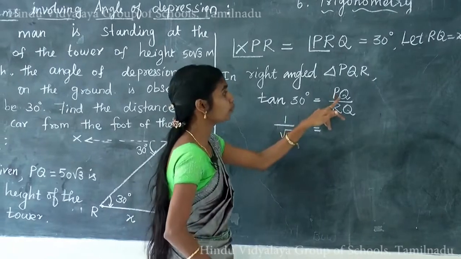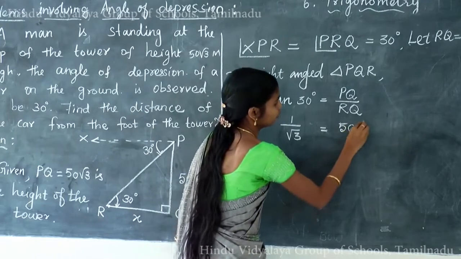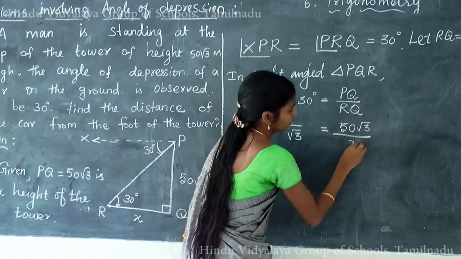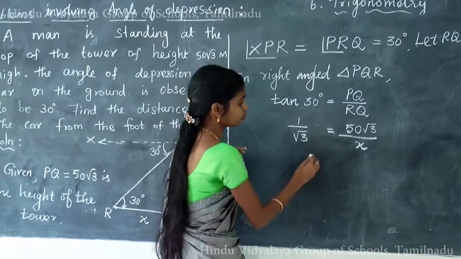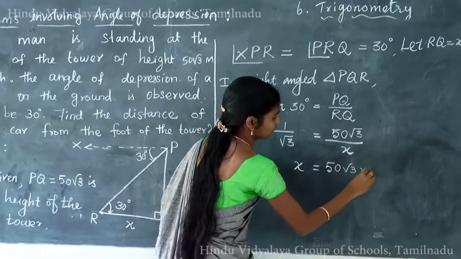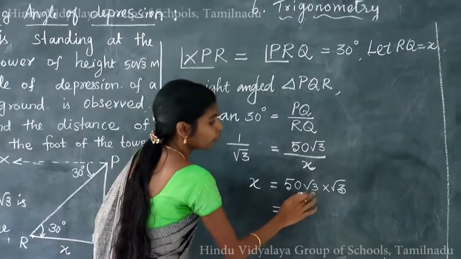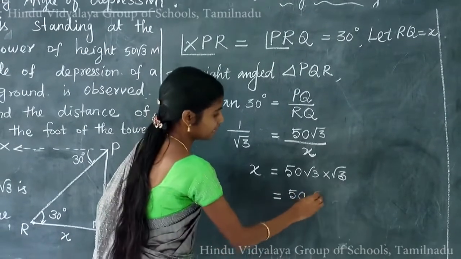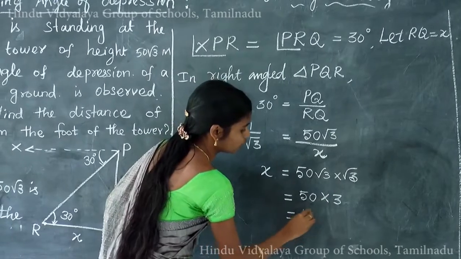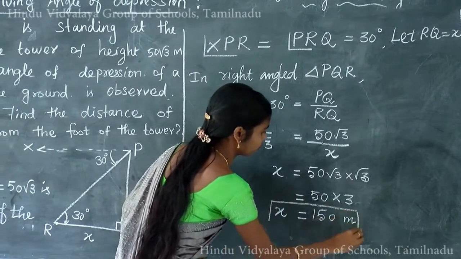PQ we have taken as 50 root 3 meter. So 50 root 3 and RQ is X. Then substitute. Then cross multiply. So we get X equal to 50 root 3 into root 3. It will give 50 into, what is root 3 into root 3? Yes, that is 3. So 50 into 3 means the answer is 150 meter. So X equal to 150 meter.